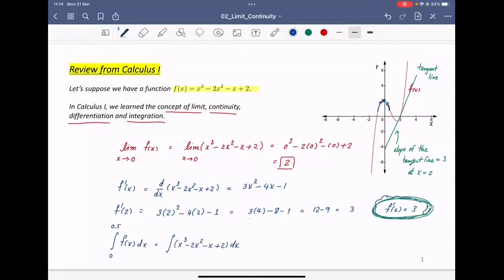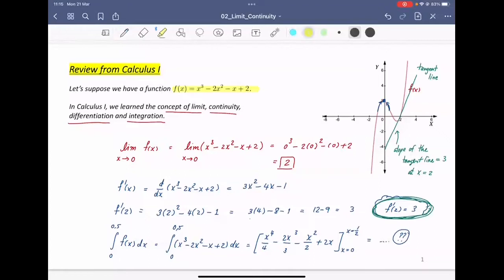The x from 0 to 0.5, and then you can integrate it. So you get x to the 4th power over 4 minus 2x cubed over 3, and then minus x squared over 2, and then plus 2x. And then you plug in where x equals 1/2 and where x equals 0, and you get the answer.